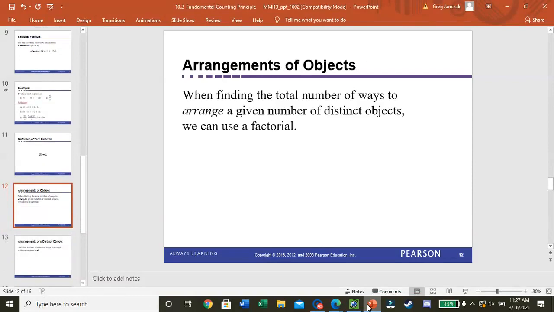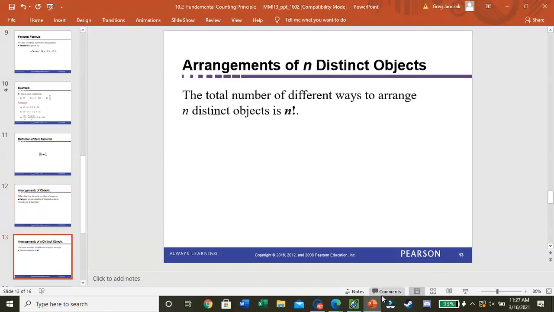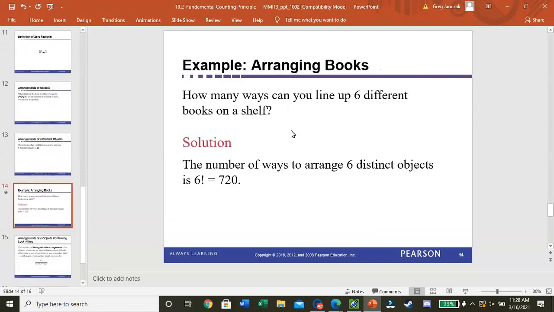Arrangements of objects. When finding the total number of ways to arrange a given number of distinct objects, we can use factorial. And that's what I was talking about, arranging the seating. 5 students with 5 seats and so on, where one person can only sit in one seat at a time. So we can use factorial in that case. The total number of different ways of arranging n distinct objects is n factorial. We use factorial when we're looking at different ways of arranging things.